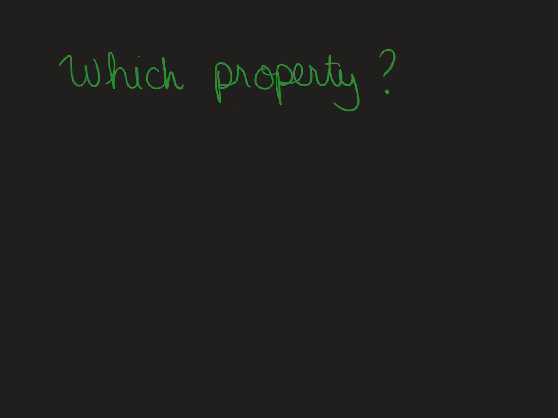All right, now I'm going to ask you to figure out which property I'm showing you. Okay, remember we had 5 properties. So the video is going to stop and you're going to type in which property: commutative, associative, additive identity, multiplicative identity, or multiplicative property of 0.